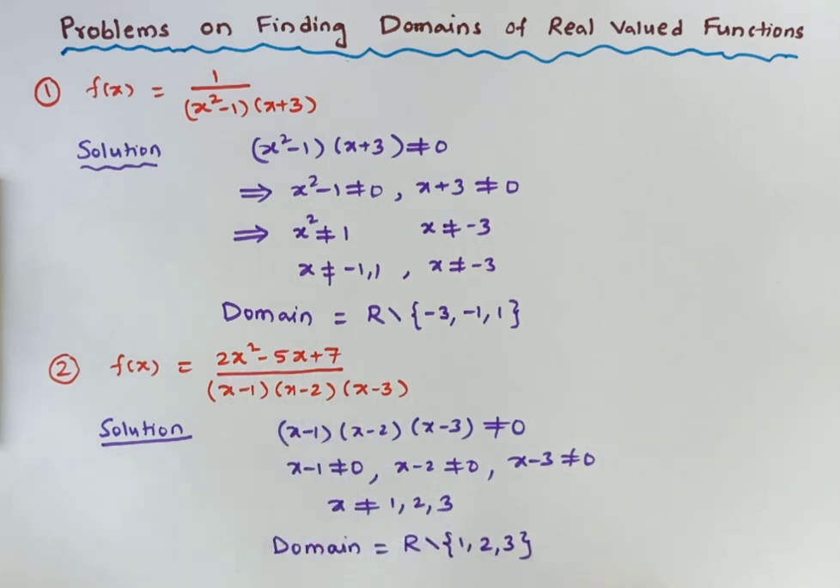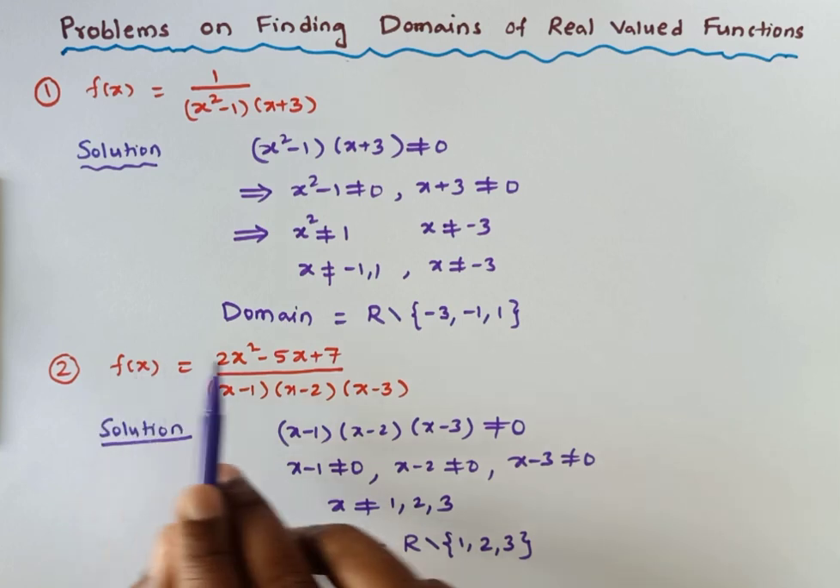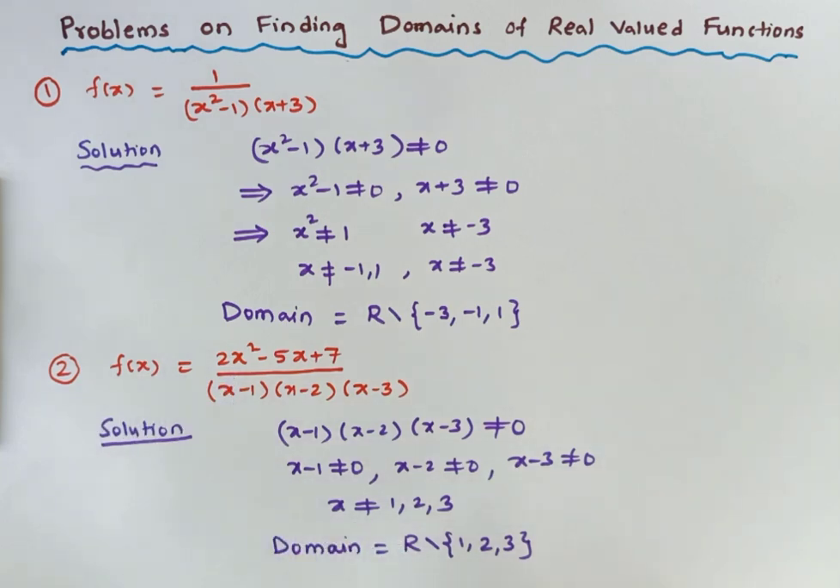Why do we need to delete 1, 2, 3? Since if x is 1 it is undefined, x is 2 undefined, x is 3 also undefined. So we need to give the input for this f of x as all real numbers except these 3 values 1, 2, 3.